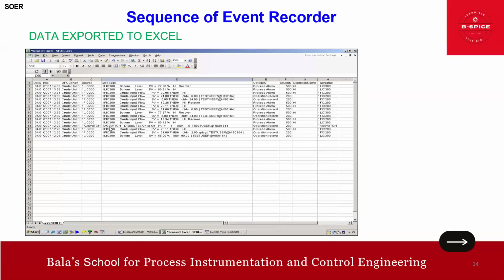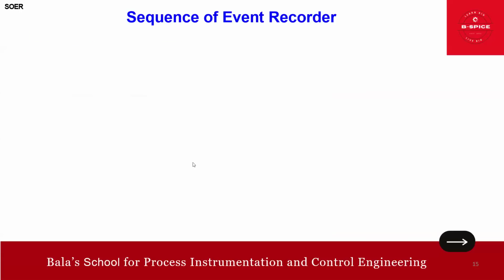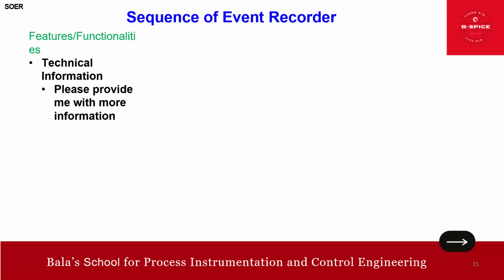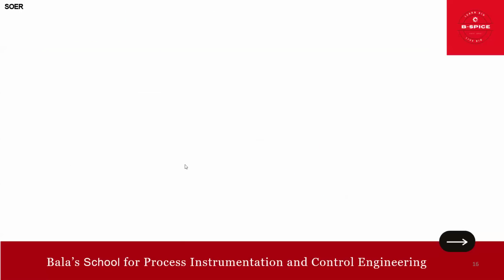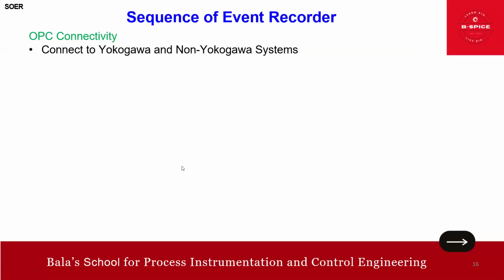Then now all the data is exported to the Excel sheet, wherein you can sort based on the source, or based on the category, or based on the condition, or based on the severity. Everything you can do, right? So that's about this functionality. Okay. Of course, more technical information we can also access using these A&E data points. We can have all these alarm and event or ACR trip occurrences. You can filter based on the trip occurrence, dive deep and analyze.